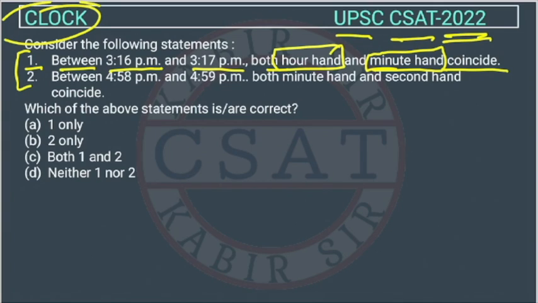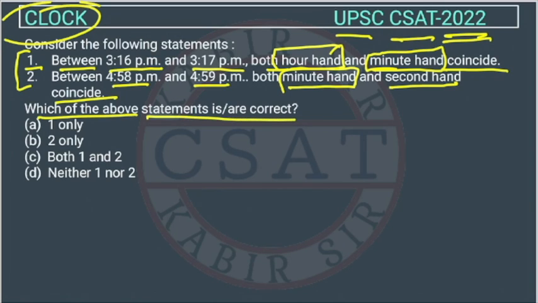Okay, so we will do that. And there is also a second statement: between 4:58 and 4:59 p.m. both minute hand and second hand coincide. Which one of the above statements is correct? So we have to tell which statement is correct, right? So see, in these kinds of questions there are two ways to solve it, right?